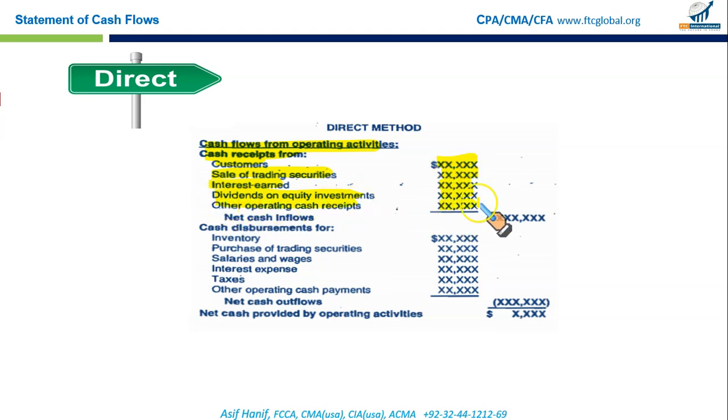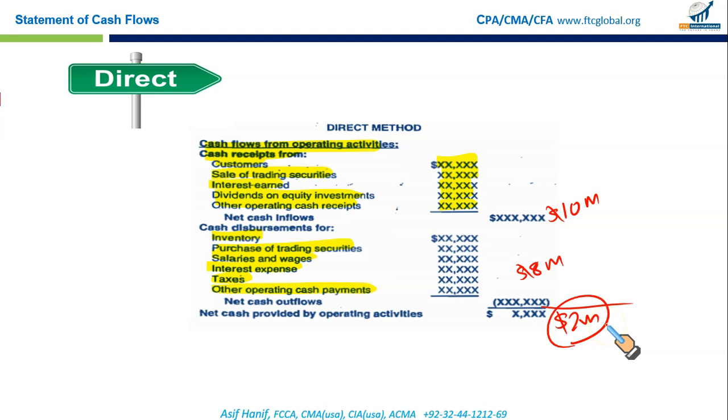So all the cash inflows less all the operating cash outflows, like cash paid to acquire inventory, less cash paid to purchase trading securities, less cash paid for salaries and wages, interest paid, taxes paid, or other operating cash payments. So effectively, all your operational inflows, consider $10 million, less all the operating cash outflows, let's say $8 million. That gives us a net figure of $2 million, that is called net cash provided by operating activities, $2 million. So this is called the direct method.